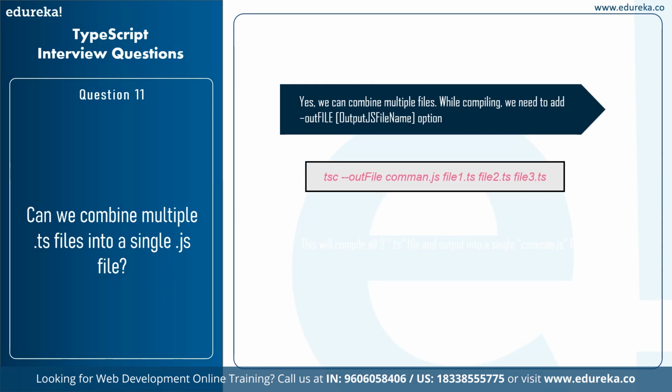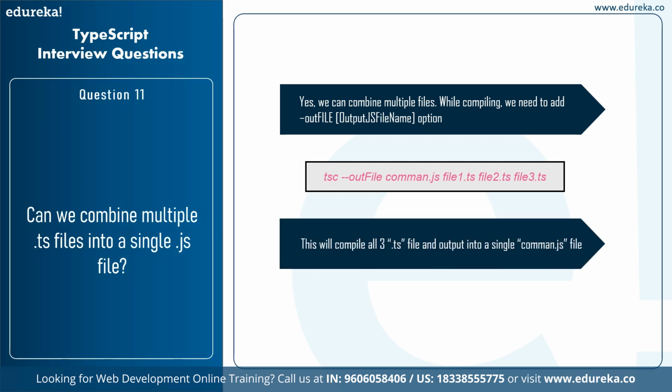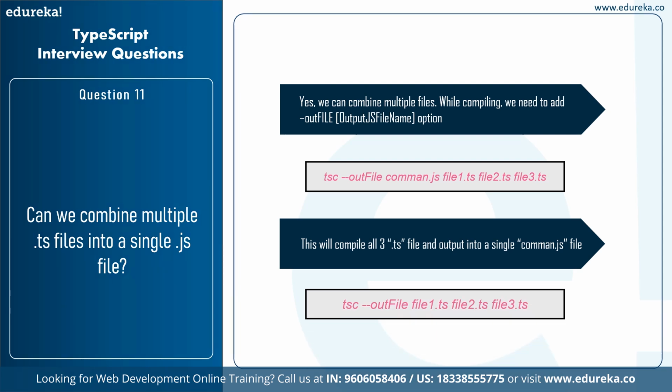Now while compiling, we need to add the outFile option, that is the output, and then the file names. So how we can do it is we can just use tsc, then --outFile command.js, then your first file .ts, then file2.ts, then file3.ts. Now this will compile all the three .ts files and give you the output of a single command.js file. So once you compile this, your output will be tsc --outFile command.js file1.ts, file2.ts, file3.ts.